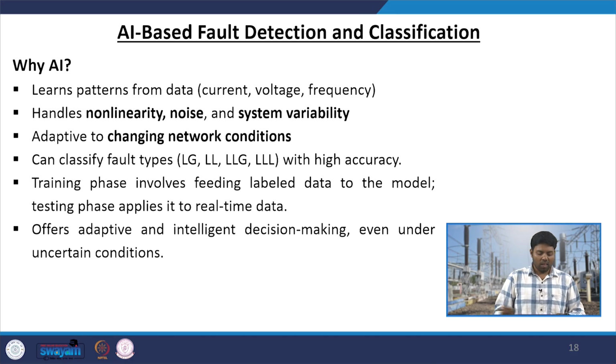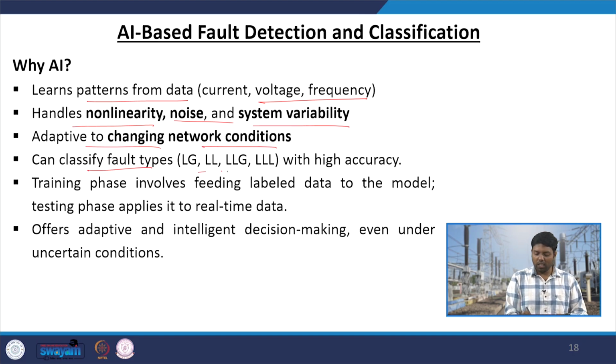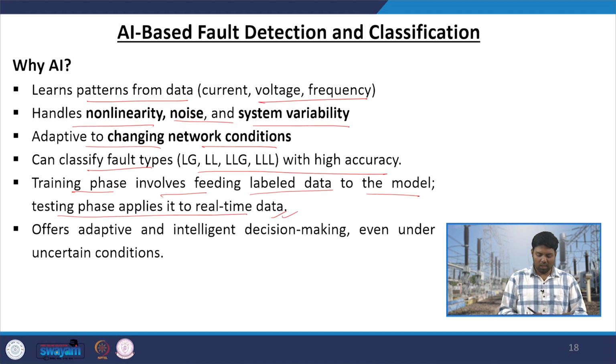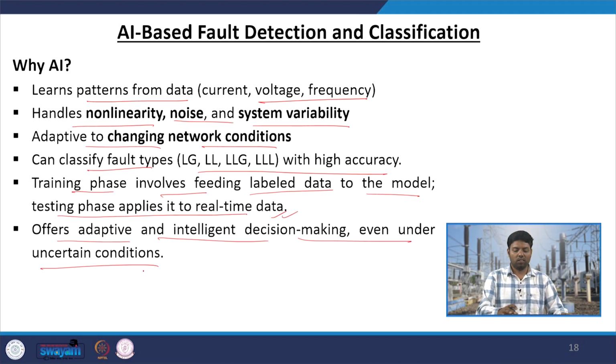So, why AI? It learns patterns from the data, current, voltage and frequency, handles nonlinearity, noise and system variability very easily, is adaptive to changing network conditions, and can classify fault types with higher accuracy. Training phase involves feeding labeled data to the model, testing phase applies it to real time data. So, you can train the model easily and then just give the real time data and instantly it will give the fault location, the fault classification, what types of faults you are seeing, everything instantly to your automation system. Offers adaptive and intelligent decision making even under uncertain conditions.